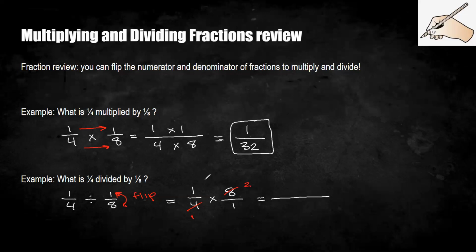So now if we're multiplying across the numerators and multiplying across the denominators, we're going to have 1 times 2 in the numerator and 1 times 1 in the denominator. And that gives us a fraction of 2 divided by 1. And remember, any number divided by 1 is really just that number in the numerator. So that gives us an answer of 2 for 1/4 divided by 1/8.